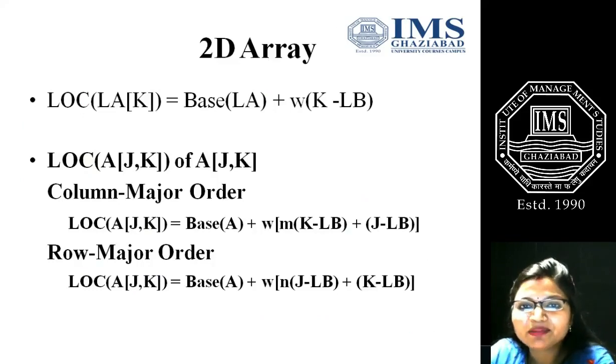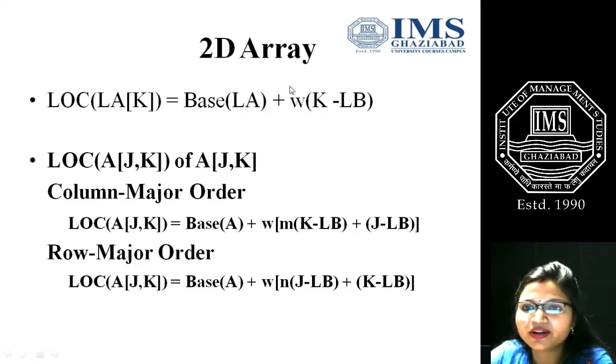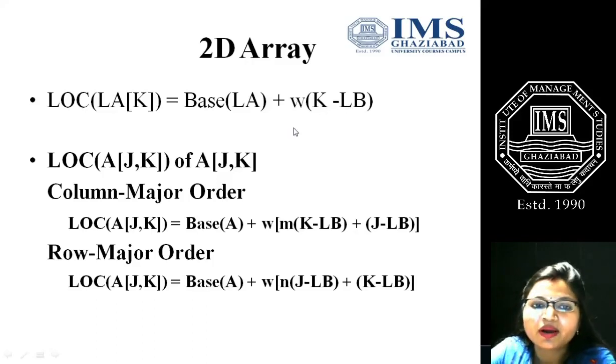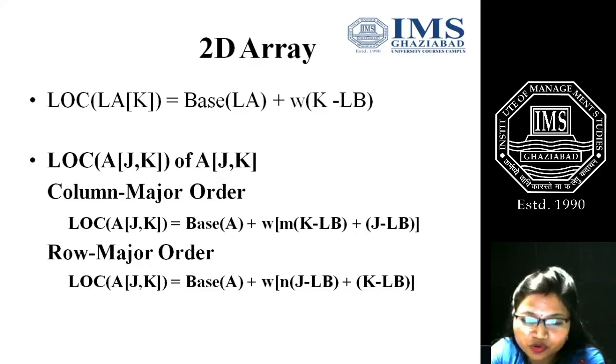So in the previous lecture we talked about the single dimensional array. If we want to track the location of the element at kth index, the formula was base address of LA plus W, where W is the size of the element, times kth index minus lower bound. But if you want to find the location in a two-dimensional array, there are two major forms: the elements are stored in column major order, or the elements are stored in row major order.